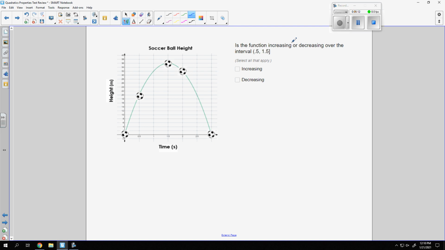All right, so is the function increasing or decreasing over the interval 0.5 to 1.5? Remember, those intervals are x values. So what I want to know is from 0.5, from this point right here to this point right here, is that graph increasing or decreasing? We always read graphs left to right, so it is increasing.